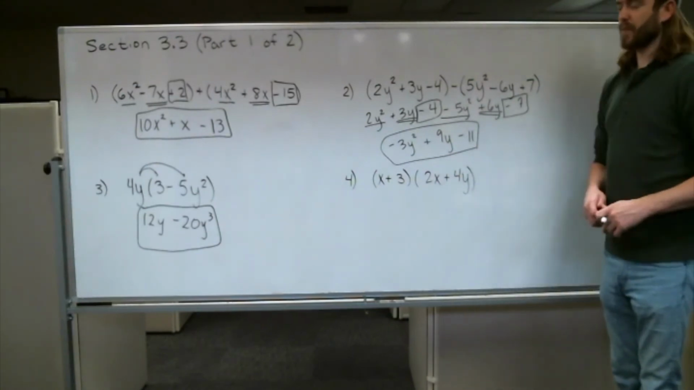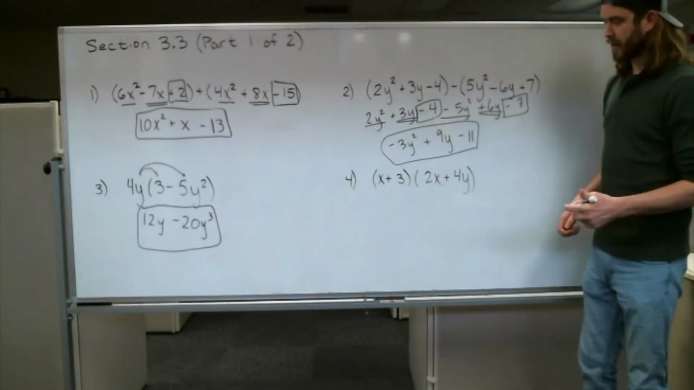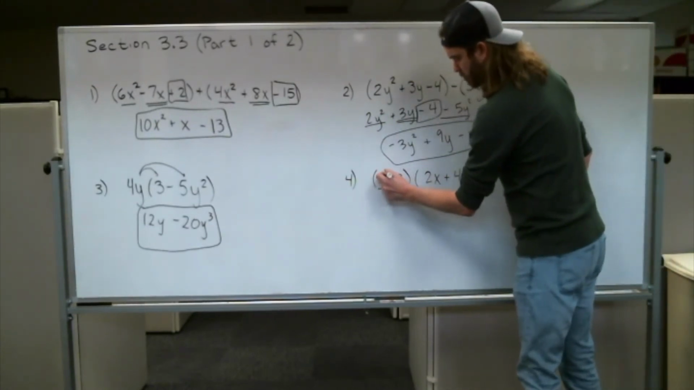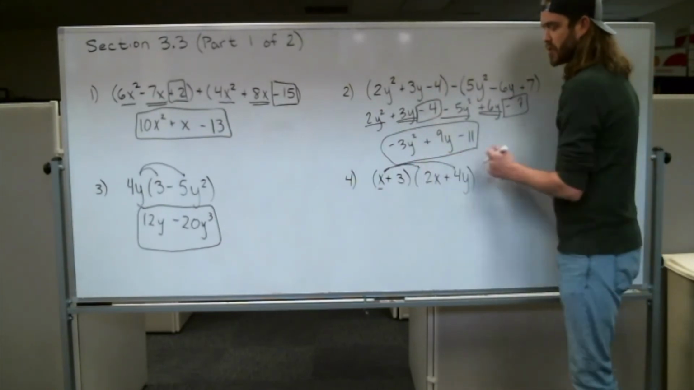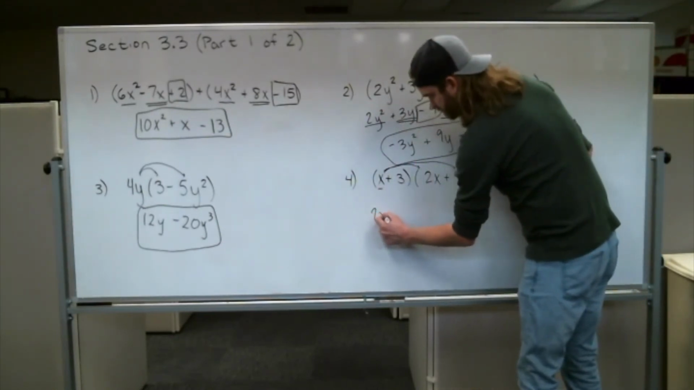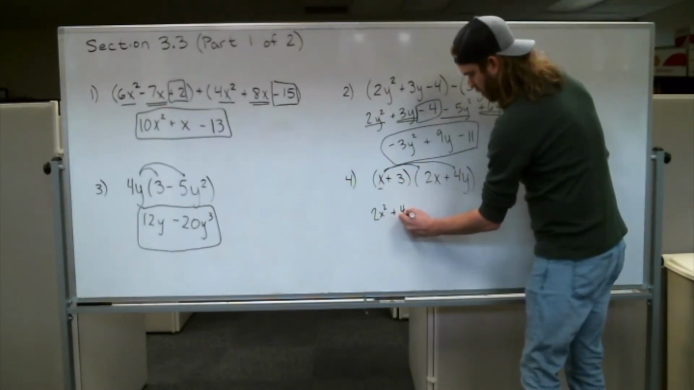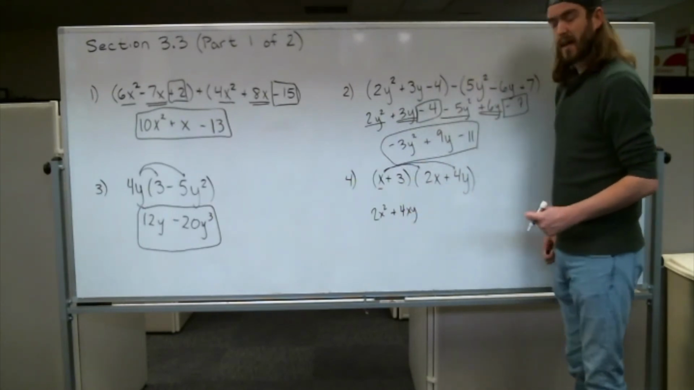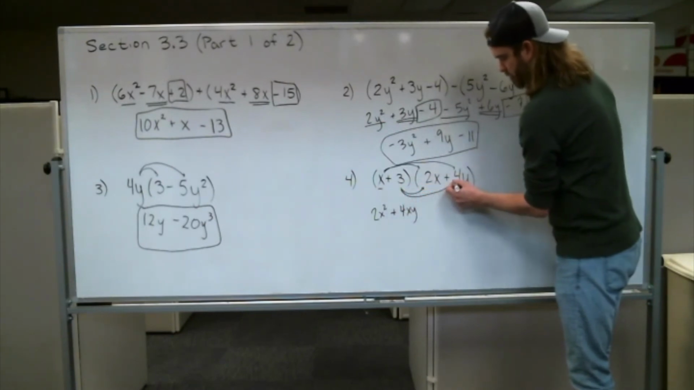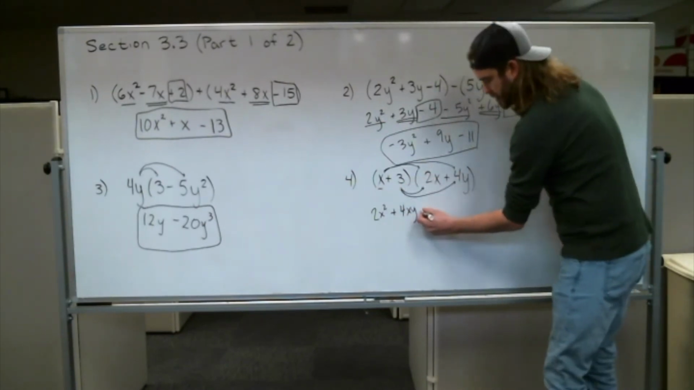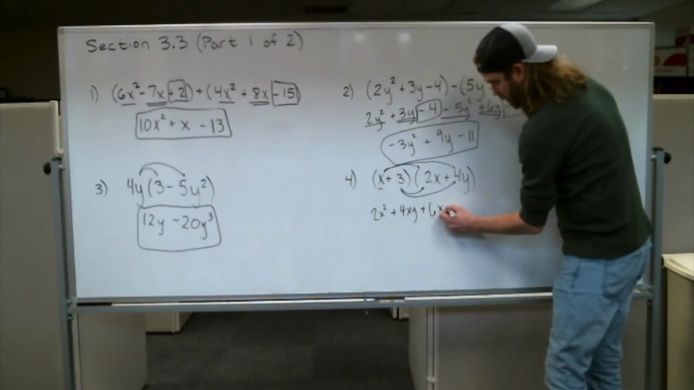Our last example from this section is x plus 3 times 2x plus 4y. Now in this one we're going to start off with the x and we're going to multiply it by everything in the second polynomial. So x times 2x is 2x squared, and x times 4y is plus 4xy. Then we're going to repeat the process with the 3. And so 3 times 2x is 6x, and 3 times 4y is 12y.